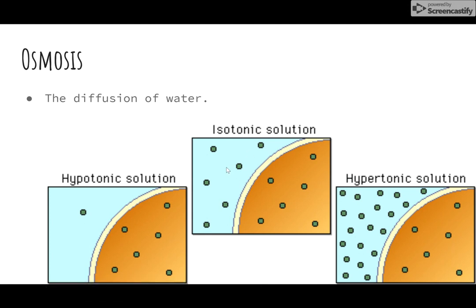Isotonic, we have an equal number of solutes in and out. Hypotonic, we have very few solute molecules outside the cell. So let's talk about how the water will move.